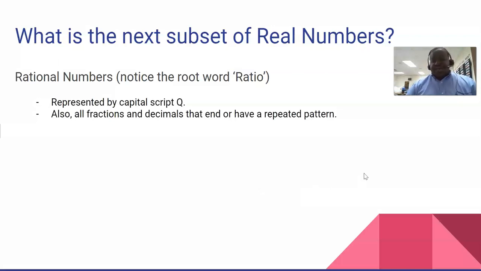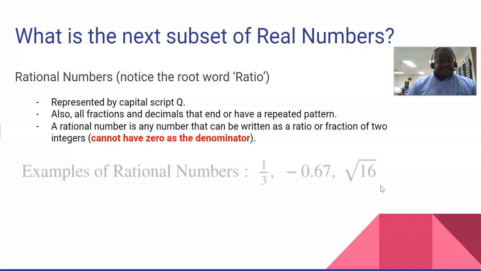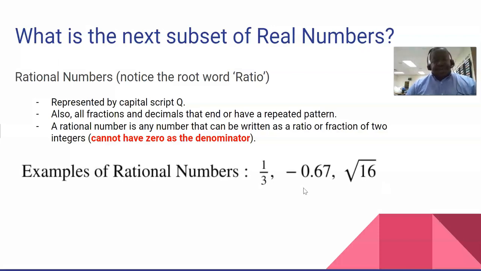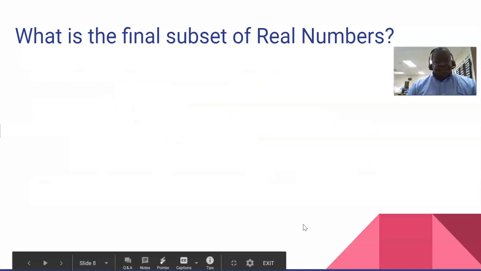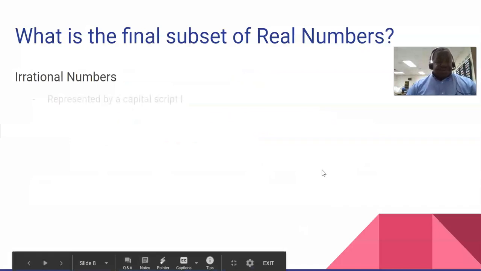We're going to provide another definition here as well. A rational number can be expressed as any number that can be written as a ratio or fraction of two integers. It cannot have 0 as the denominator. So examples of rational numbers would be 1/3, -0.67, and also the square root of 16, which we know is 4.